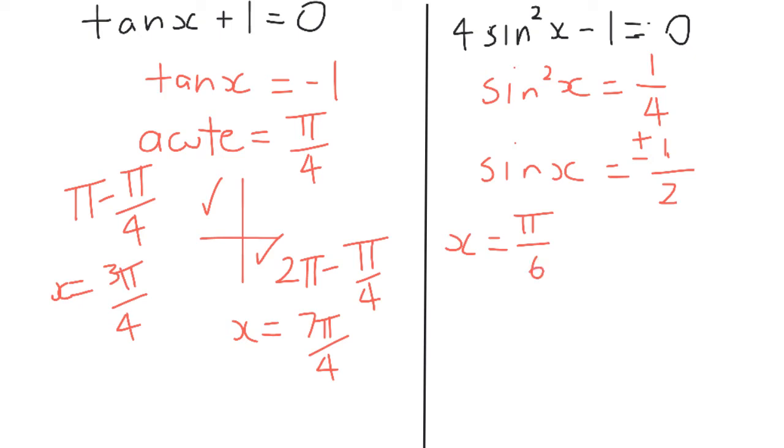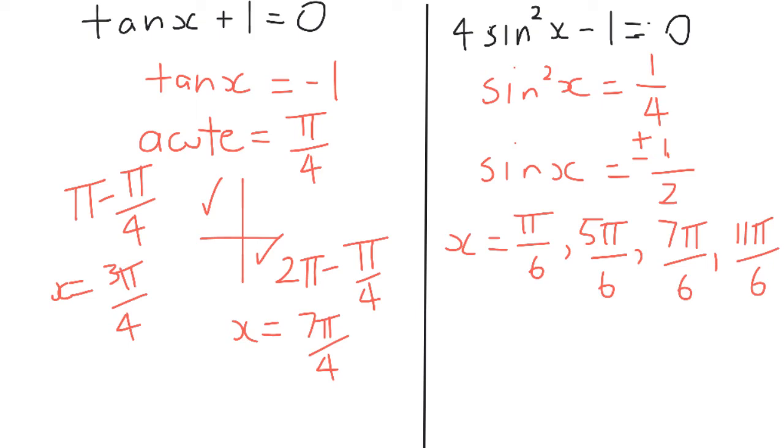And now we get to practice finding those related angles in the other 3 quadrants. Our first one is pi minus pi over 6, which is 5 pi over 6. Then we've got pi plus, which is 7 pi over 6, and 2 pi minus, which is 11 pi over 6.